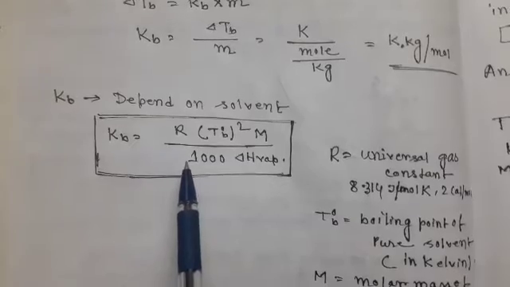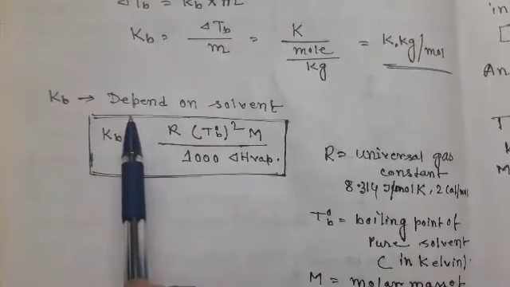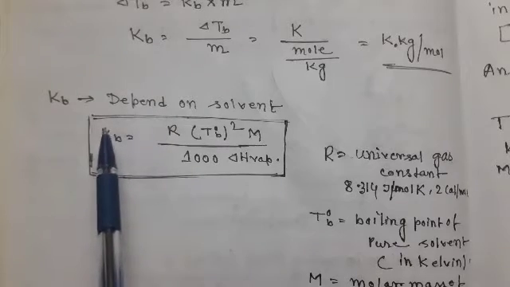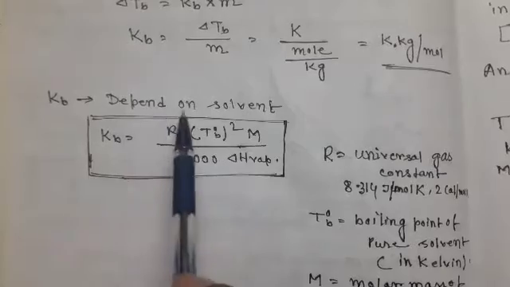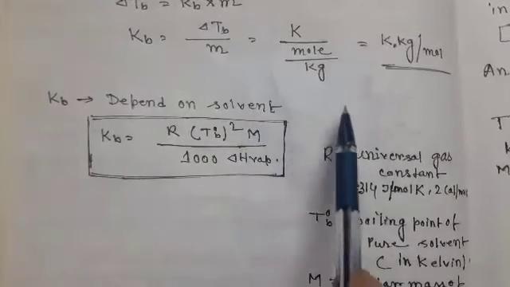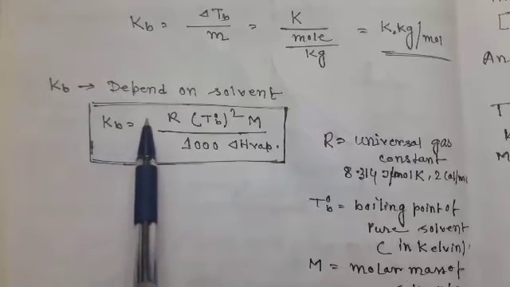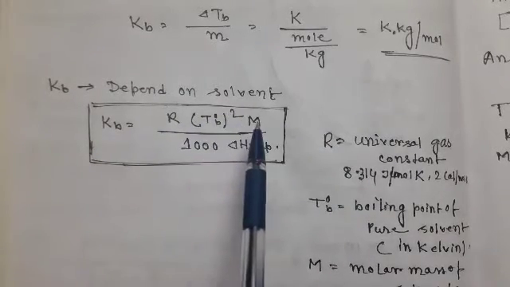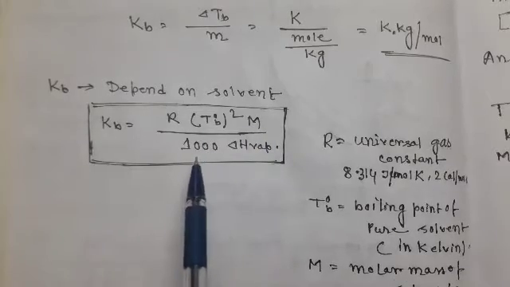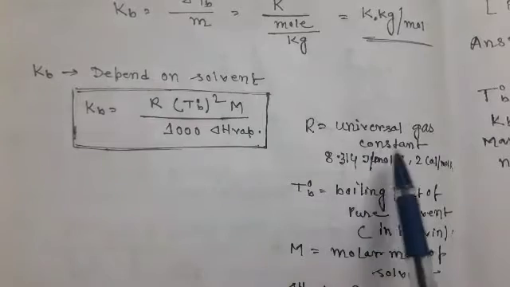Most of the time in the examination the value of Kb is given, but where the value of Kb is not given, then we calculate it by this formula. Kb depends on the solvent, it does not depend on solute particles. Here the formula is Kb equals R into (T0b) whole square into M by 1000 delta H vap. Here R is the universal gas constant.